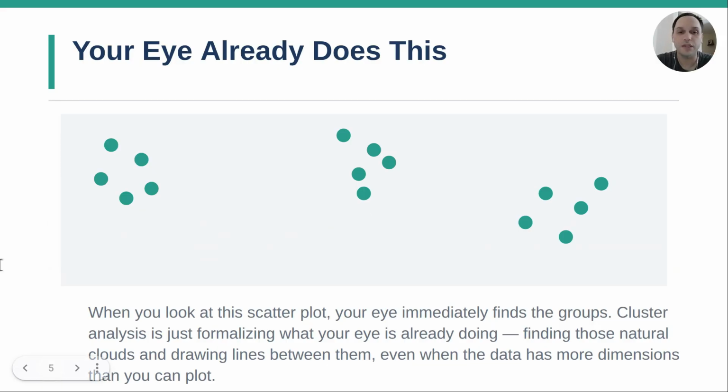Here's the visual that makes cluster analysis immediately intuitive. Look at the scatter plot with a cloud of dots. Your eyes immediately find the groups. 3 distinct clusters of points with open space between them. You don't need an algorithm to see that. Cluster analysis is just formalizing the same pattern recognition process and applying it to data that has many more dimensions than you can plot on a 2-dimensional chart. When you have 20 survey variables instead of 2, you can't see the clusters by eye. The algorithm sees them for you.